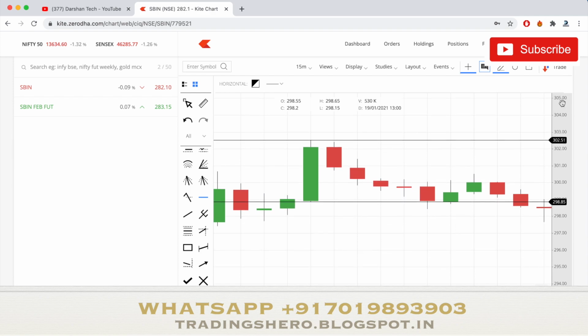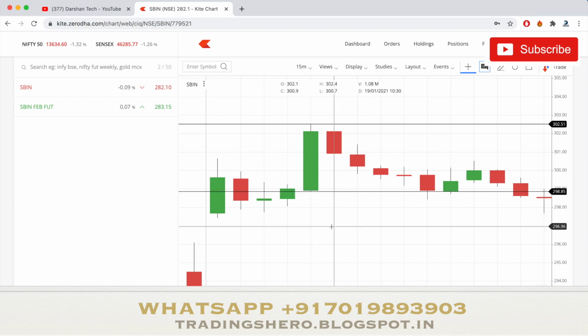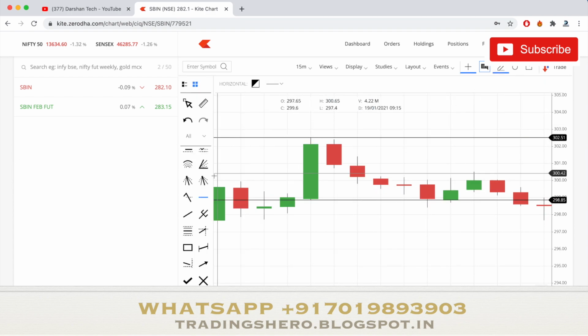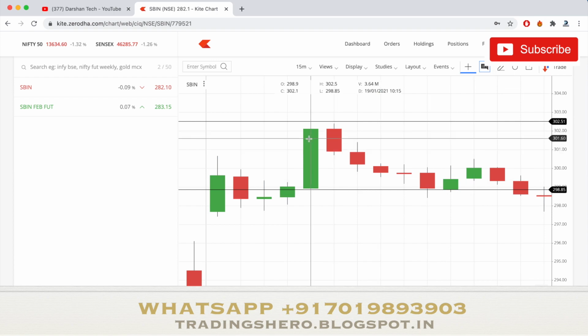So why should you not consider this? You should not consider any main candle which is having more than 1%. As you can see, this candlestick is having more than 1% change, so don't consider that. Within 1% candle change only you should consider. This is having 1.20% change. So how can you check that? You can check it easily by seeing the high and low of a candle. The low is 298.85 and the high is 302.50, so it is more than 1%. So don't consider this setup to trade, ignore this.